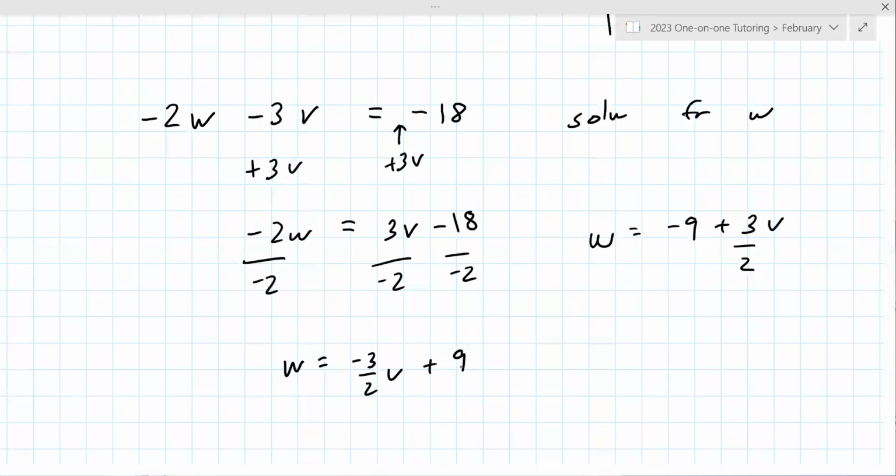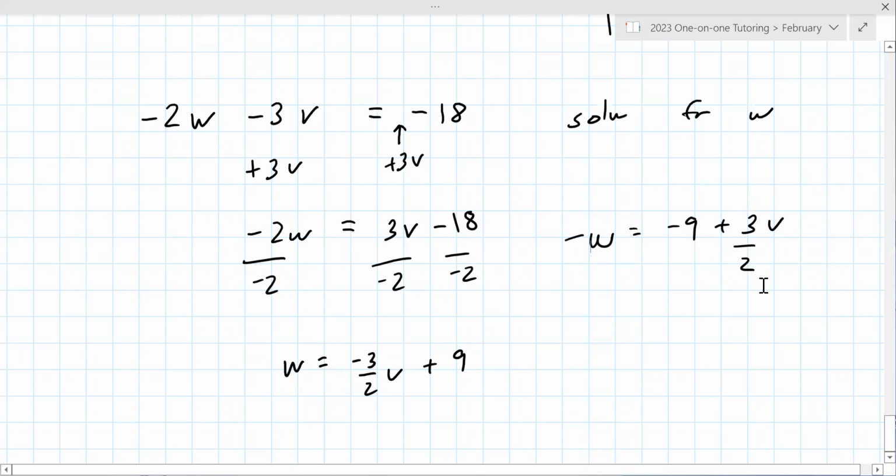I divided by just 2. So you always divide by the number in front. That's why we did this example, because I wasn't sure if you knew that. Whatever's in front. If you wrote negative w equals this thing on the right, you're correct. You're just not all the way done. You have to keep going. You have to get rid of that negative.